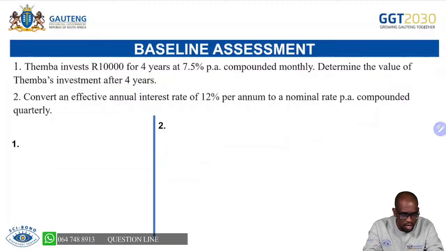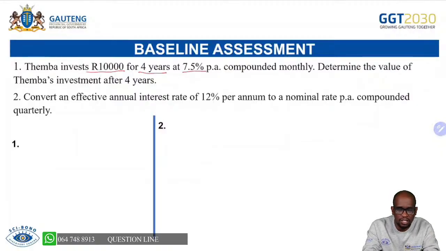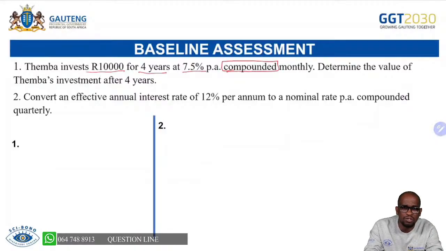Temba invests 10,000 for 4 years at 7.5% per annum compounded monthly. Determine the value of Temba's investment after 4 years. So that's the first question. We are given an amount of 10,000 that is invested, the duration of the investment, and the interest rate with which the investment is growing, and you are also told that it is compounded. Because of that, you know you are dealing with compound interest.